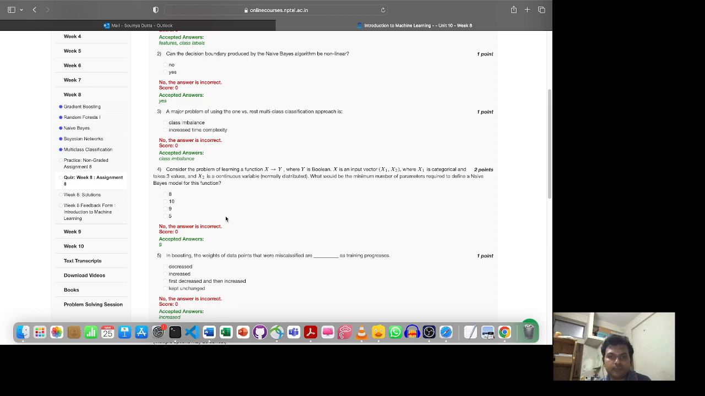Number of parameters in naive Bayes model. Consider the problem of learning a function x where y is boolean. x is an input vector x1 x2 where x1 is categorical and takes 3 values, and x2 is a continuous variable normally distributed. What would be the minimum number of parameters required to define a naive Bayes model for this function?